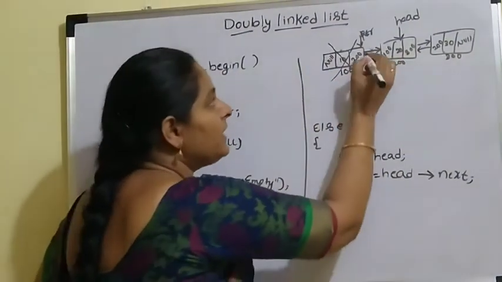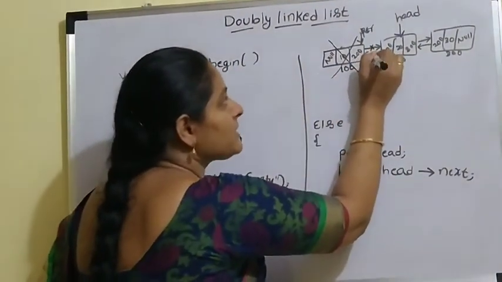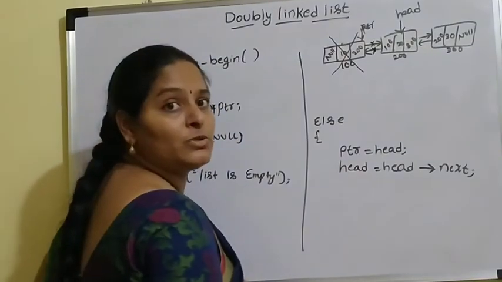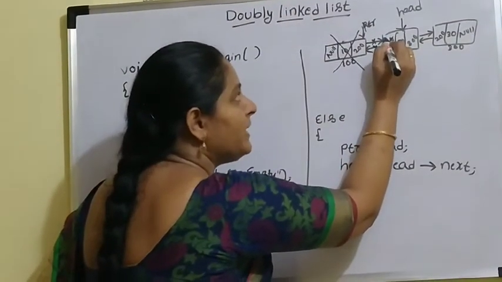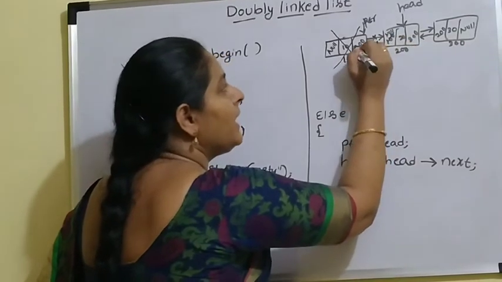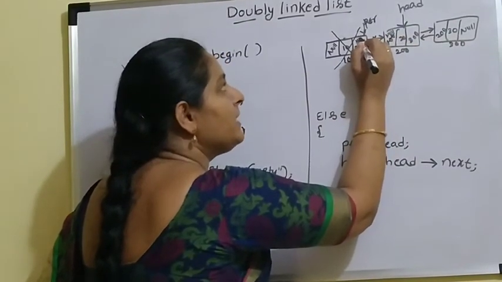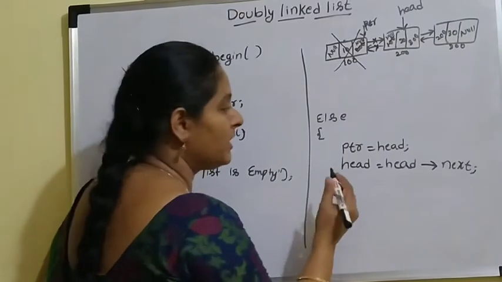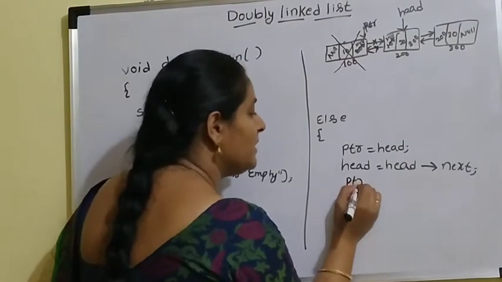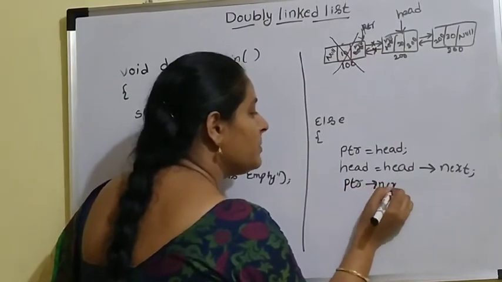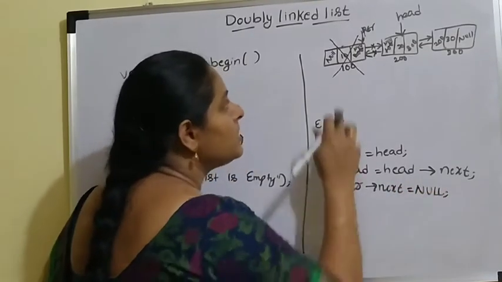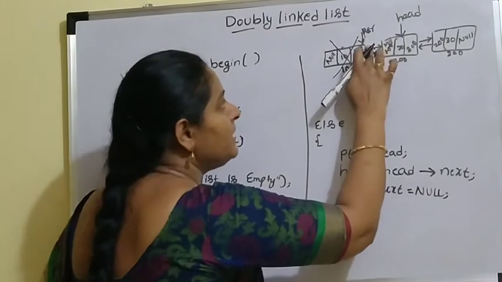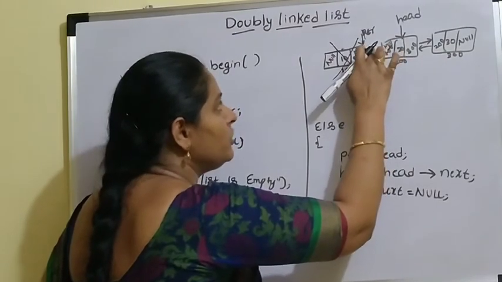Alright. Now disconnect these two links. How to disconnect these two links? We should place null value in the head previous field and null value in the ptr next field, right? So ptr next equal to null value. If you place null value here, automatically this link will be removed.